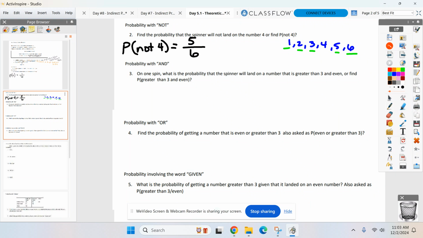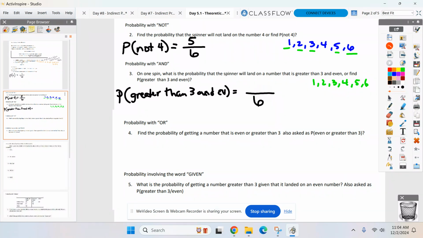Same spinner. Probability you get a number greater than 3 and even. Greater than 3 and even. Don't yell anything out here. I just want a probability, greater than 3 and even. This is where I like writing them out. Okay, this is where I like writing out all the possible outcomes and counting them up. 1, 2, 3, 4, 5, 6. Still 6 outcomes, right? So out of 6, it's got to be greater than 3 and even.